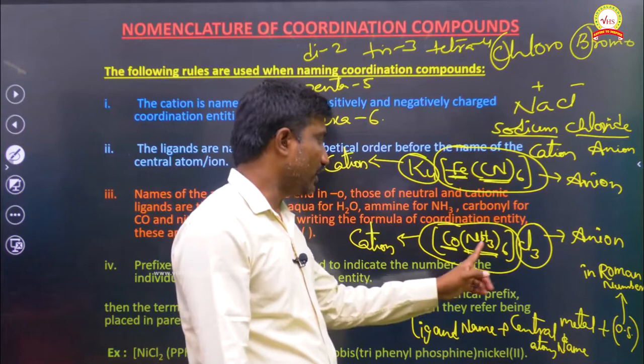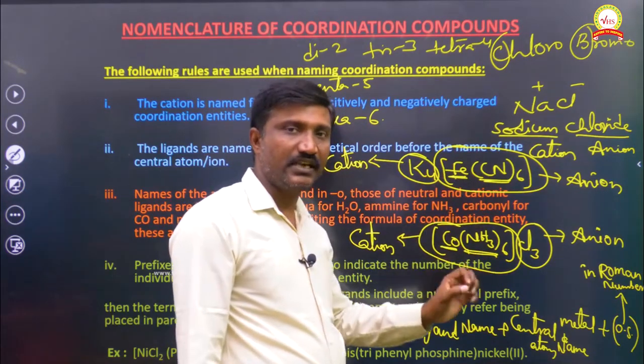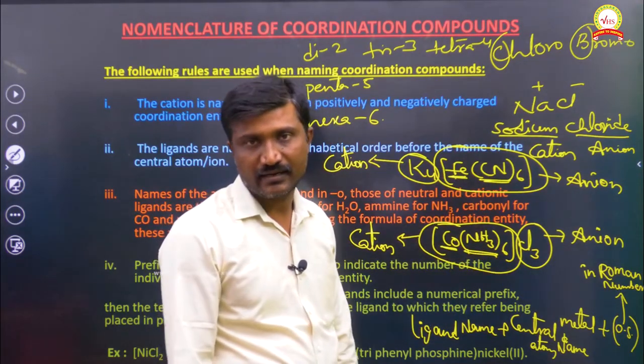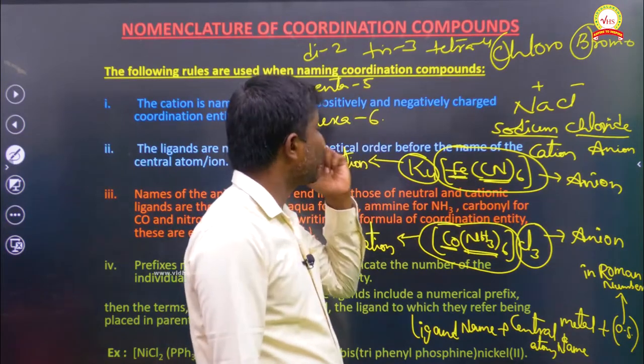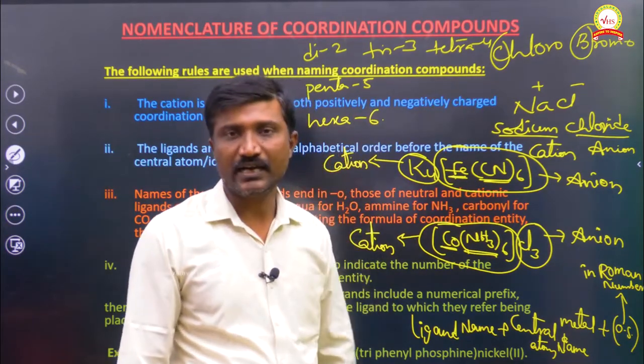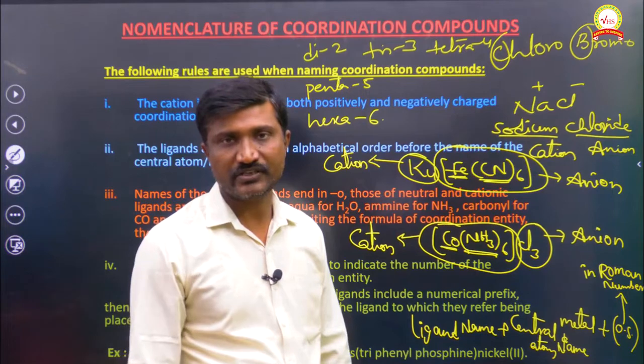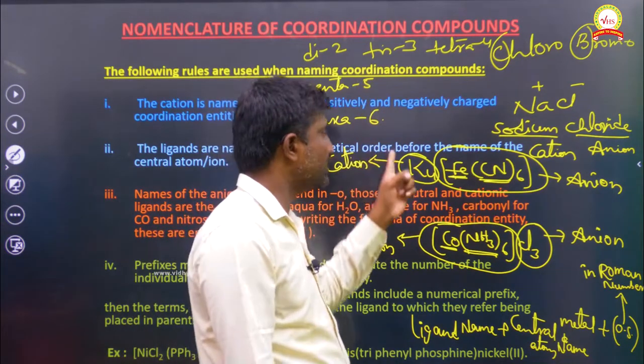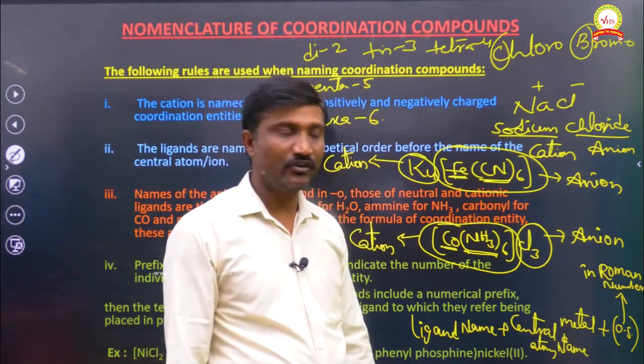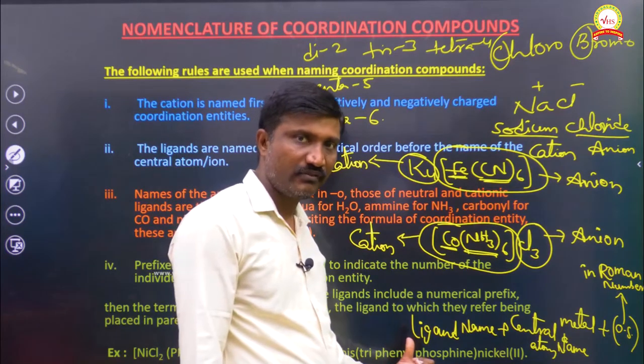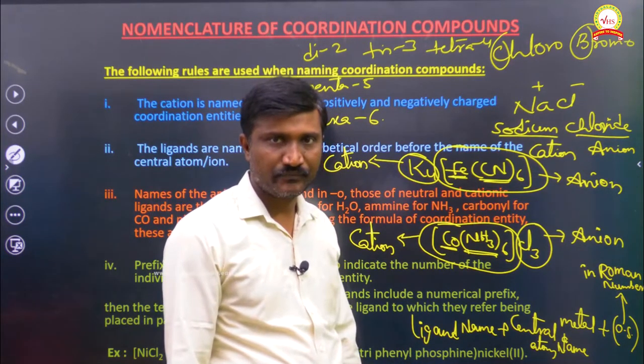So here we have to represent the repetition of that ligand. Clear? By giving di, tri, tetra, penta, hexa, like that, depending on the repetition number, we have to give any of these prefixes before the ligand name.